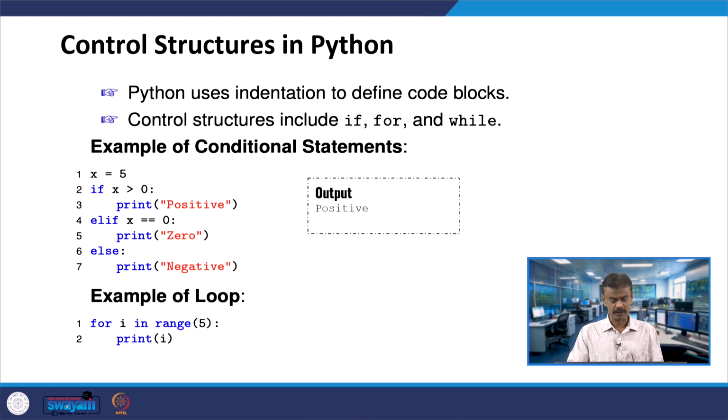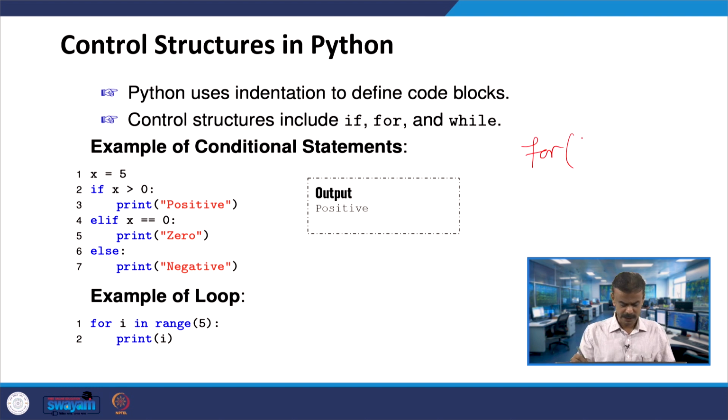If I execute this code, since x is equal to 5, if x greater than 0 is true, therefore positive is getting printed. Another thing, you want to use a loop. In the case of a loop, for example here, for i in range of 5, print i. The index here starts from 0. It is equivalent to for i equal to 0, i less than 5, i plus plus, and then cout i. I will write the equivalent code because you are all familiar with C++.